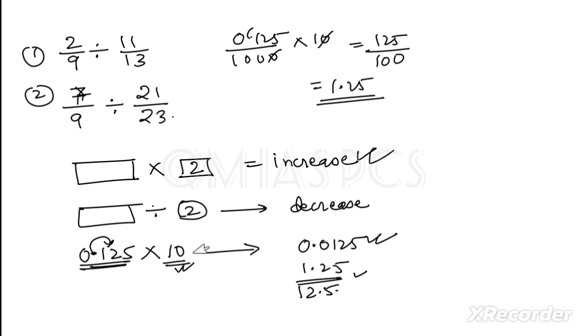Whatever the number of 0s is there. If 10 is there, it will shift by one digit. If it is 100, the decimal will shift by two digits. Whatever it is, just count the number of 0s. Okay, this is for multiplication. Same thing will be for division also.